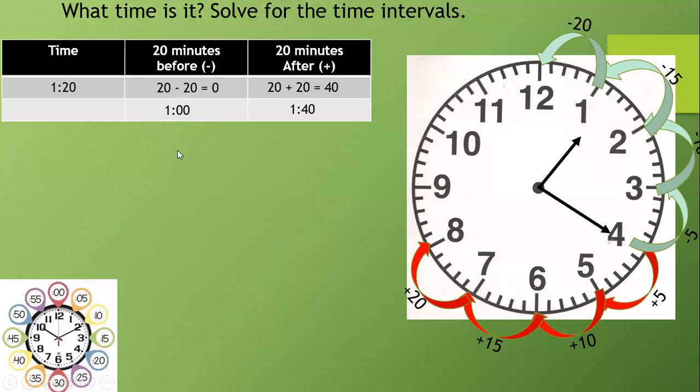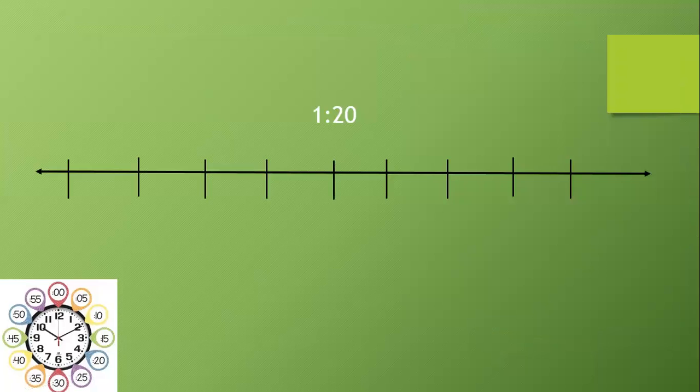So that is 2 strategies that we've just taken a look at: adding and subtracting, or using the clock and moving forward or backwards. The last strategy that we're going to look at for these problems is the number line strategy. We're going to begin by putting the time in question, which is 1:20, in the center of our number line. That's first. And then we're going to start counting up in 5-minute intervals.